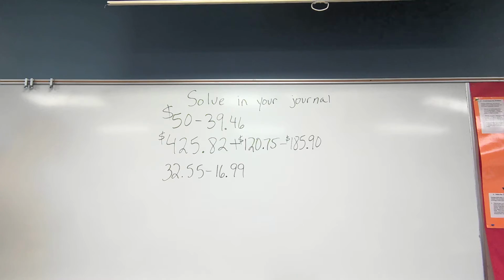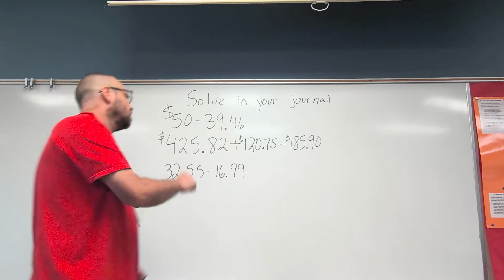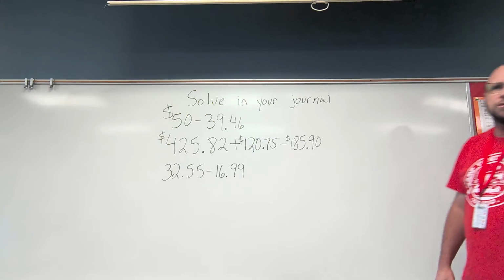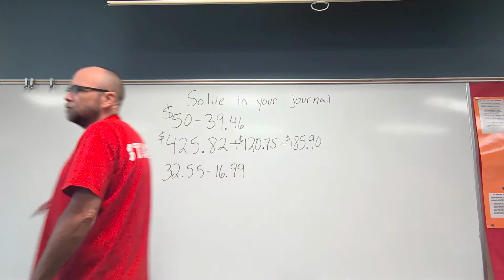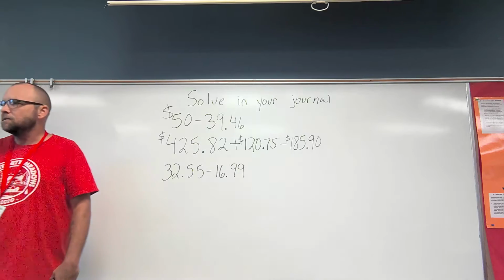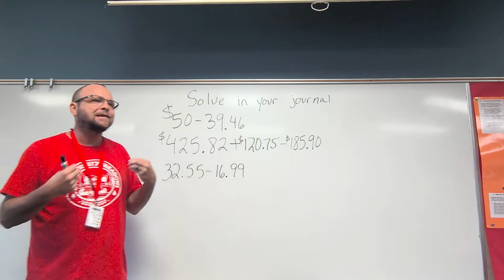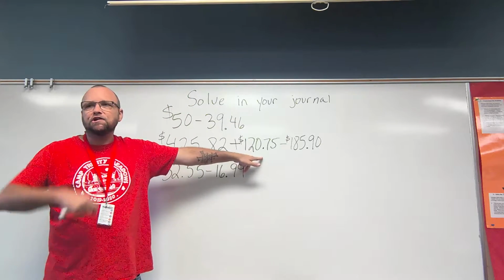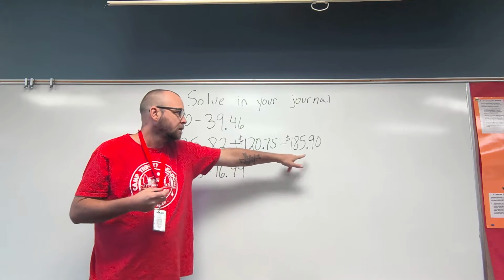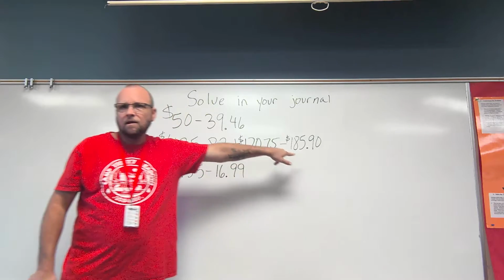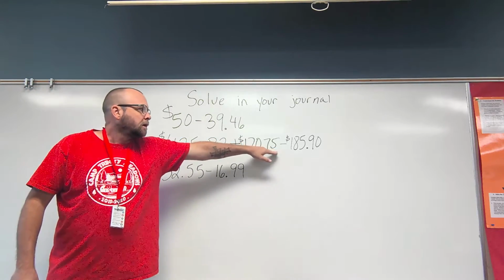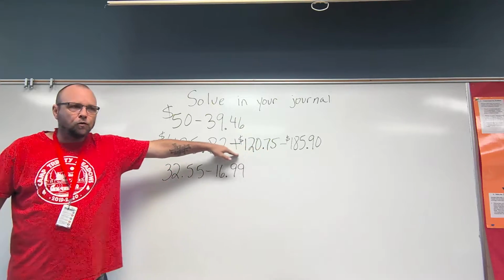This next problem, $425.82 plus $120.75. Subtract $185.90. This was the one where she had money that she was putting in her account. She started with $425.82, and then she deposited, which means added into her account, $120.75, and then she took away from her account $185.90. Since in our order of operations, if we have multiple operations, addition and subtraction are on the same level, so you do whatever comes first.